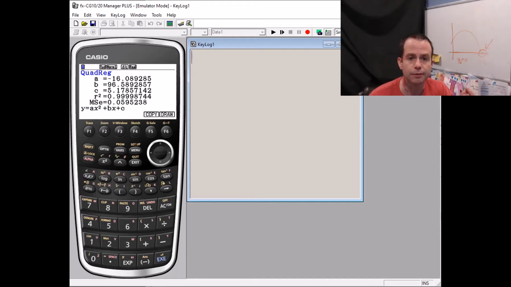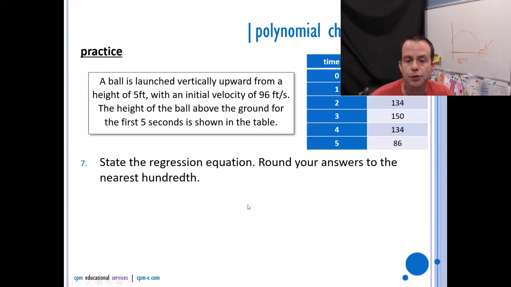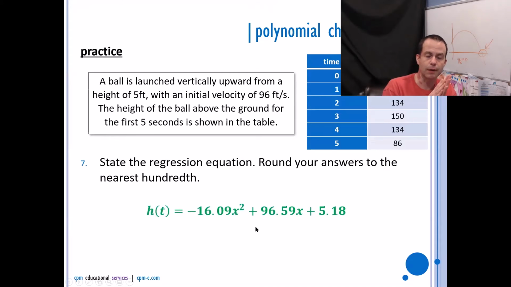I got a B value of 96.589, and I got a C value of 5.17. When I scoop back to my PowerPoint, we were asked to round those answers to the nearest hundredth. So this is the answers rounded to the nearest hundredth.